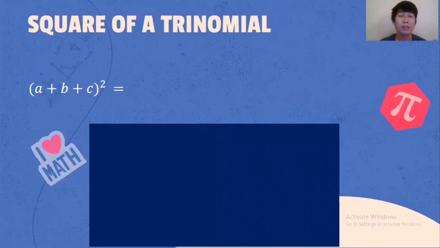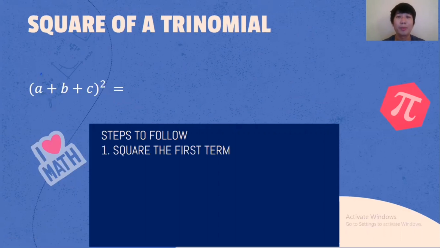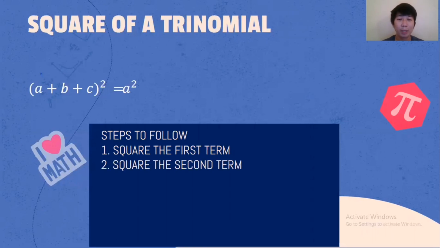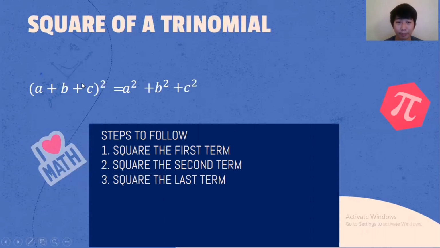The next one, square of a trinomial. We have an example here, the quantity a plus b plus c squared, where a will be our first term, b will be our second term, and c will be the last or third term. What are the steps to follow? The first one, square the first term, a. Square the second term, that's b. Square the last term, that would be c.